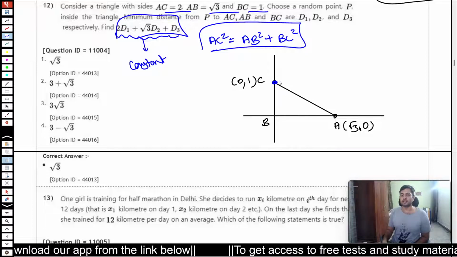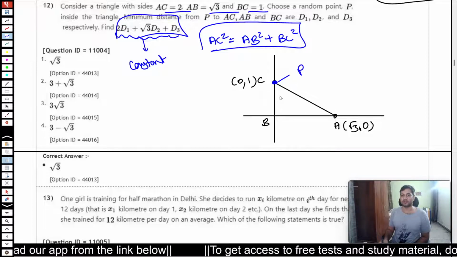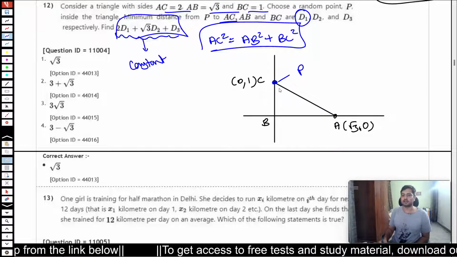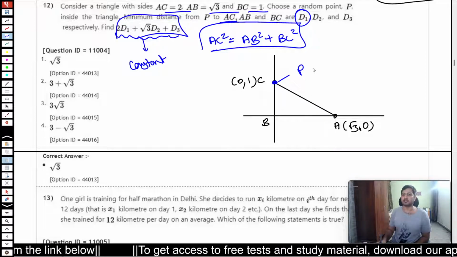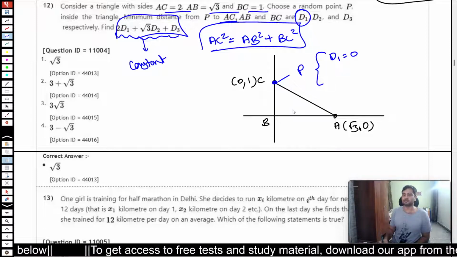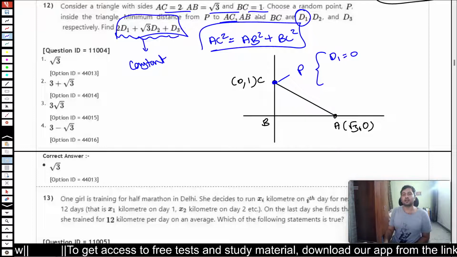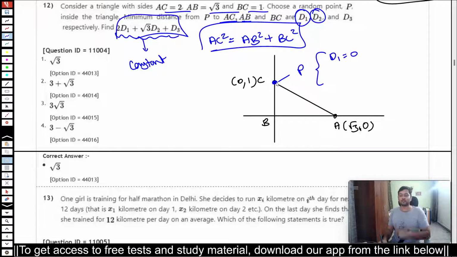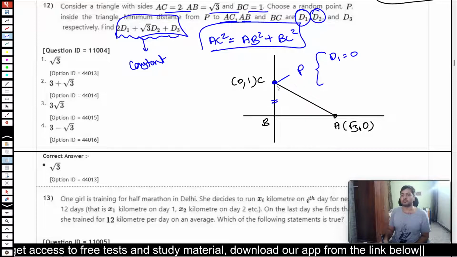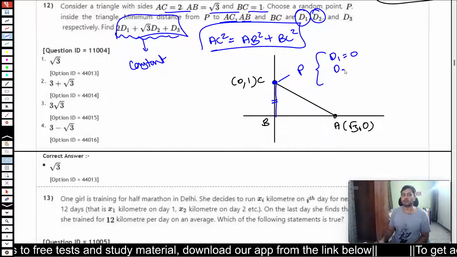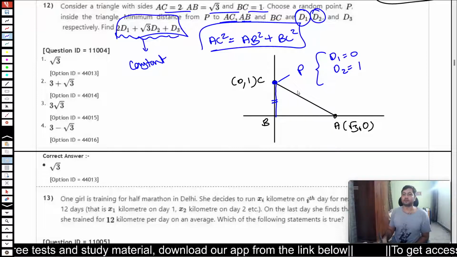Okay, so let's take this as your point P. Now what is D1? D1 is the distance from P to AC. P is lying on AC, so for this point P, your D1 is 0. Now let's look at D2. D2 is for AB. So the distance from AB is this much. This is the vertical distance of the point from AB. So D2 is equal to 1.